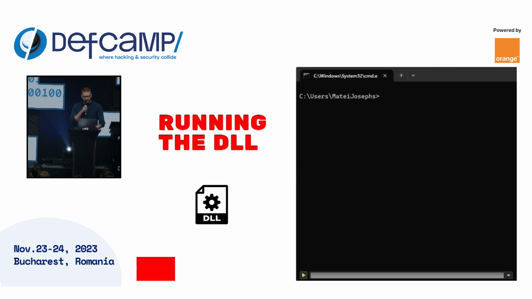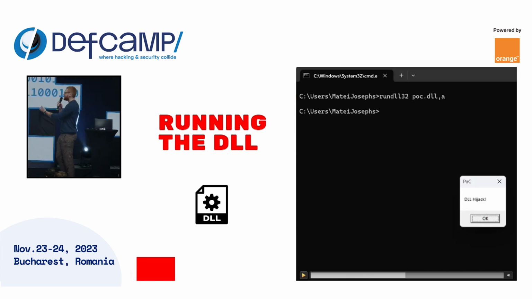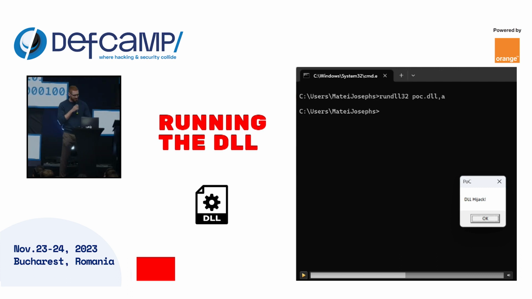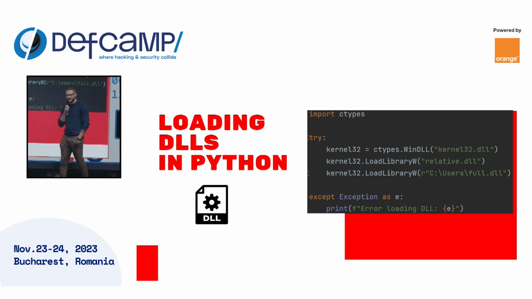We will now transfer it to our Windows machine, where we will execute it using rundll32. And there we have it. Our first message box, our first DLL was executed. Great job. So now we can talk a bit about DLL hijacks.